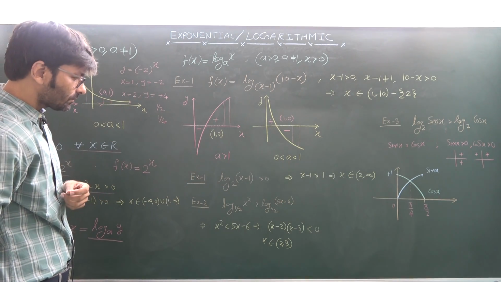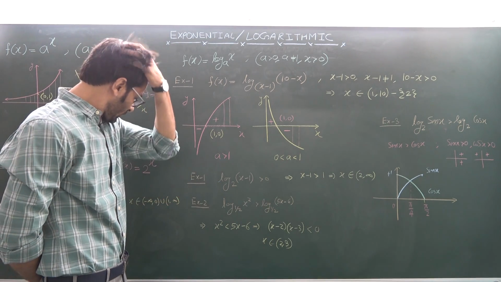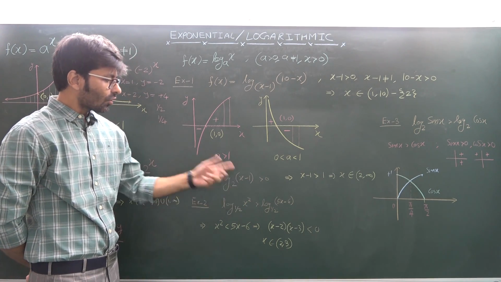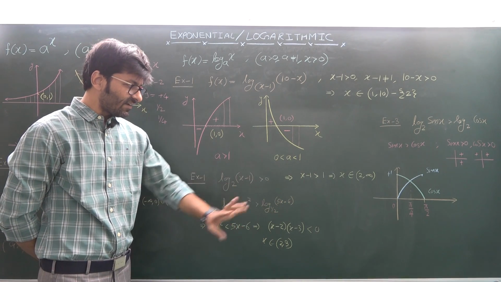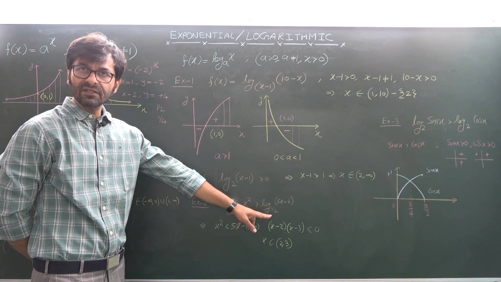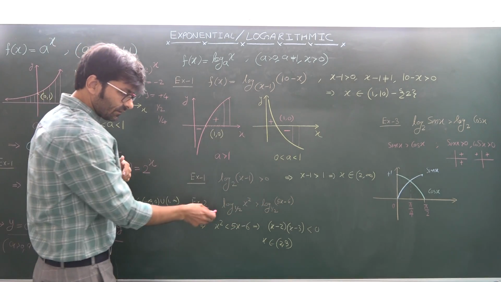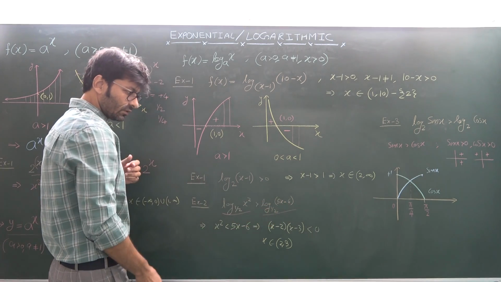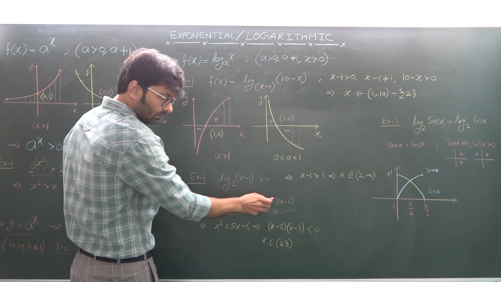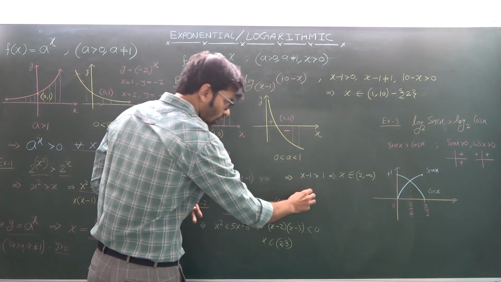Second question is, we are comparing two logs and the bases are the same. Left hand side is log of x square to the base half, which must be greater than log of (5x minus 6) to the base half. Base half means decreasing function. If this output is greater than this output, this input must be smaller than this input, provided log exists.